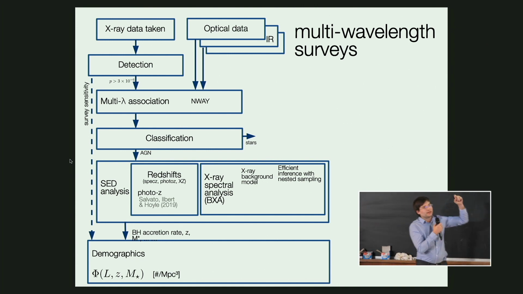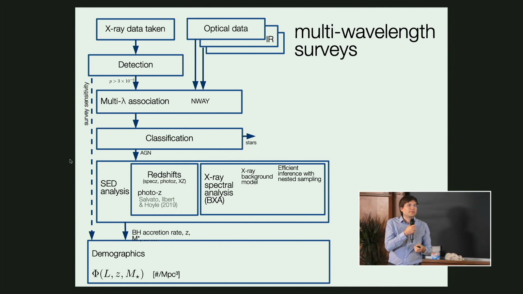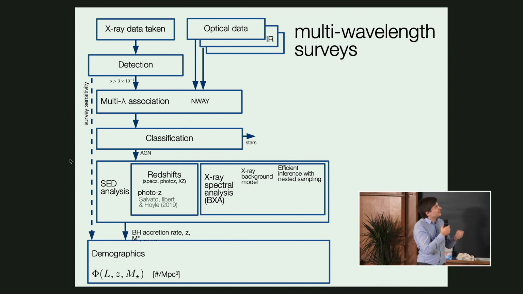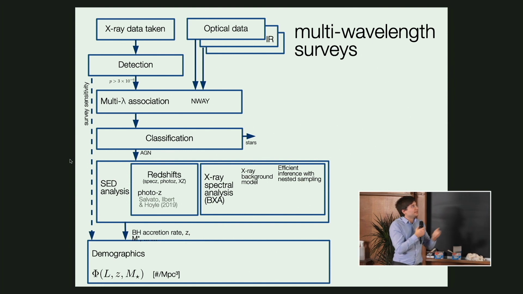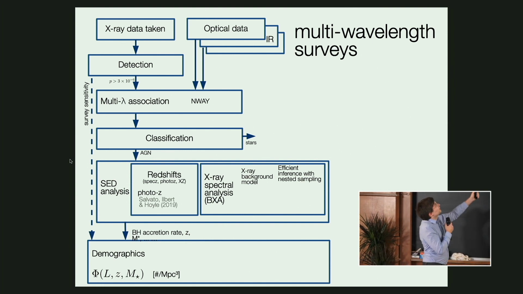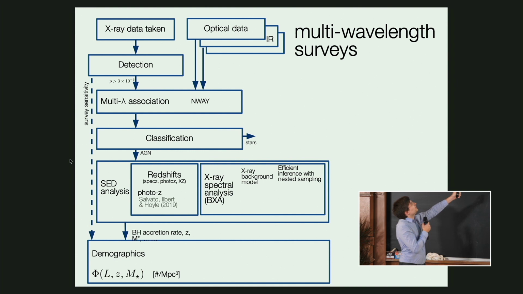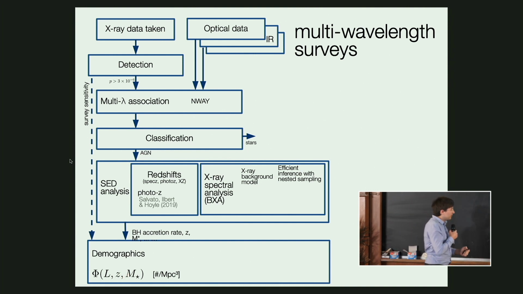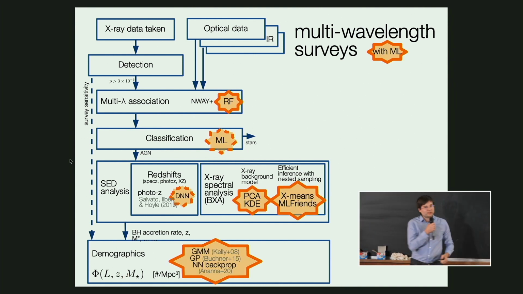And finally, you can ask, well, now that I have for each object a posterior distribution of its quantities, what is their underlying population distribution in these parameters? And for that, you also need the survey sensitivity that comes in from your detection procedure. So finally, we get to the product that we want. And now, how do we use machine learning in this?